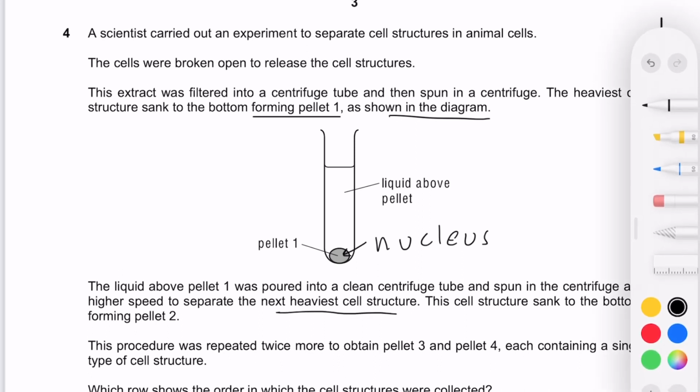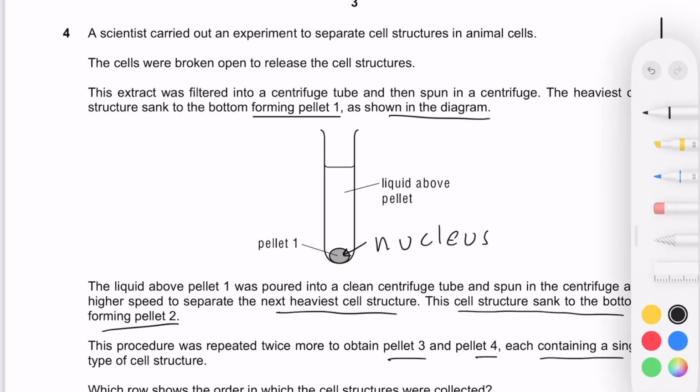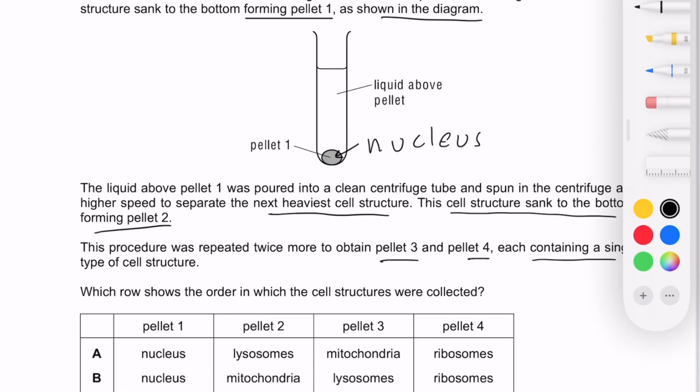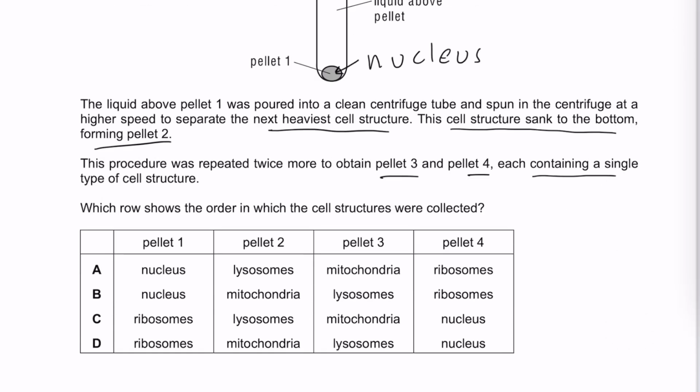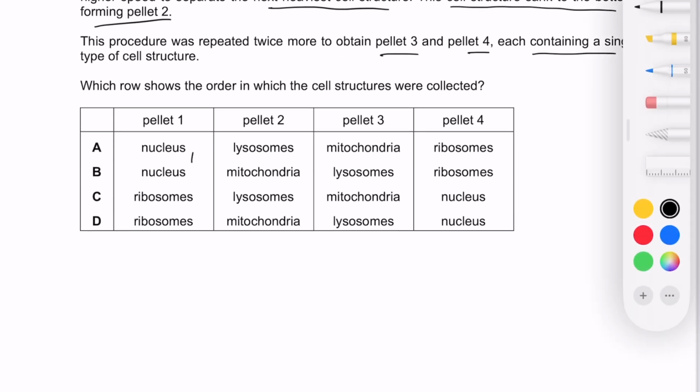to separate the next heaviest cell structure, which is most likely the mitochondrion, because we don't have any chloroplast. This cell structure sank to the bottom, forming pellet 2. Now this procedure was repeated twice more to obtain pellets 3 and 4, each containing a single type of cell structure. Which row shows the correct order in which the cell structures are collected? So I believe pellet 1 is the nucleus, pellet 2 will be the mitochondria, pellet 3 lysosomes, then ribosomes, because ribosomes are the tiniest. And I like to think about it considering the Svedberg unit here, it's like 80S or 70S, which means that if you think about it in terms of diameter also, that could help you out.